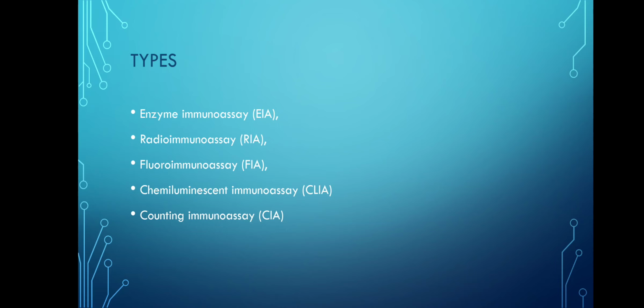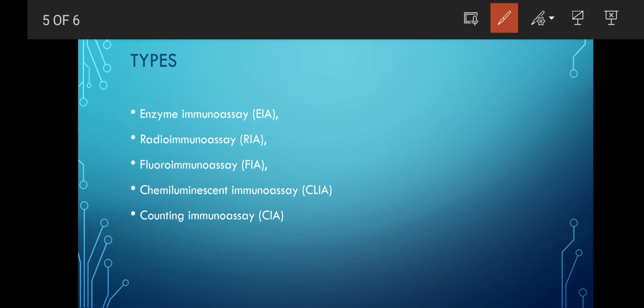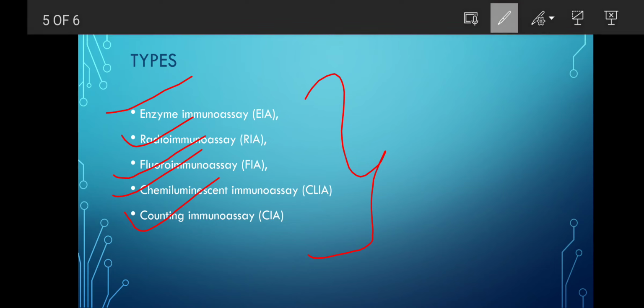Then the types here are enzyme immunoassay, radioimmunoassay, fluoroimmunoassay, chemiluminescent immunoassay, and counting immunoassay. This we will discuss separately and in detail in the further video lectures.